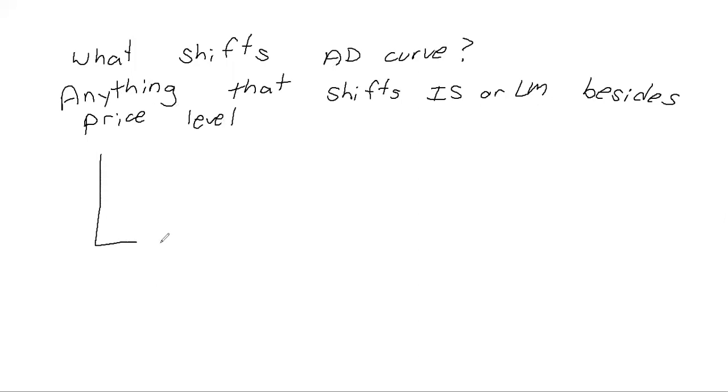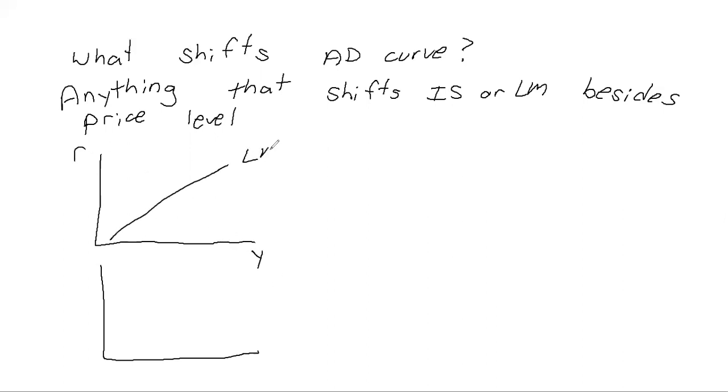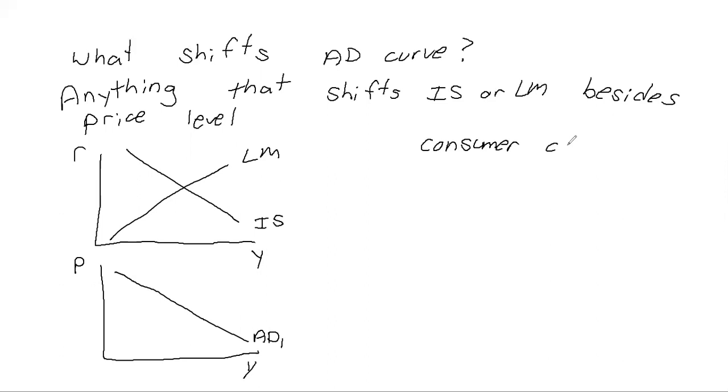So let's do a quick example. Let's write out our ISLM up here, R and Y, LM for lofty mountains, IS for icy slopes, and then our aggregate demand, P and Y. So let's say this is aggregate demand 1. In this example, what happens if consumer confidence decreases? So is this an IS curve or an LM curve shift? So it is an IS curve.